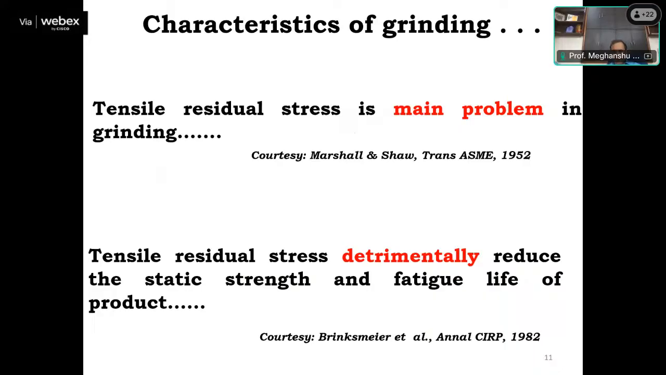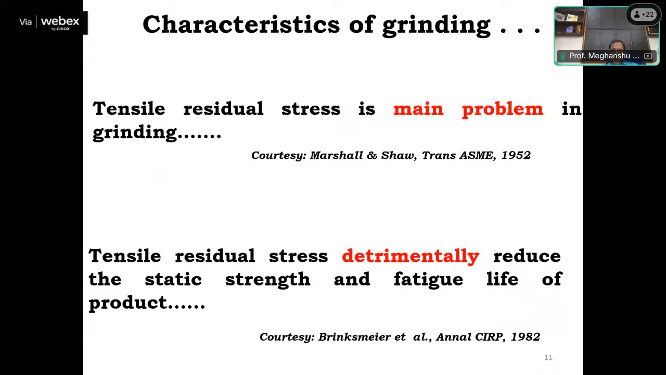component. Another group of scientists, Brinksmeyer et al., is also a very popular name in the area of manufacturing. This group has also declared in an article in the CIRP Annals in 1982 that tensile residual stress detrimentally reduces the static strength as well as the fatigue life of the product. So these critical analyses by well-known scientists indicate the need of advanced surface characterization or smart surface characterization for quality improvement in manufacturing.